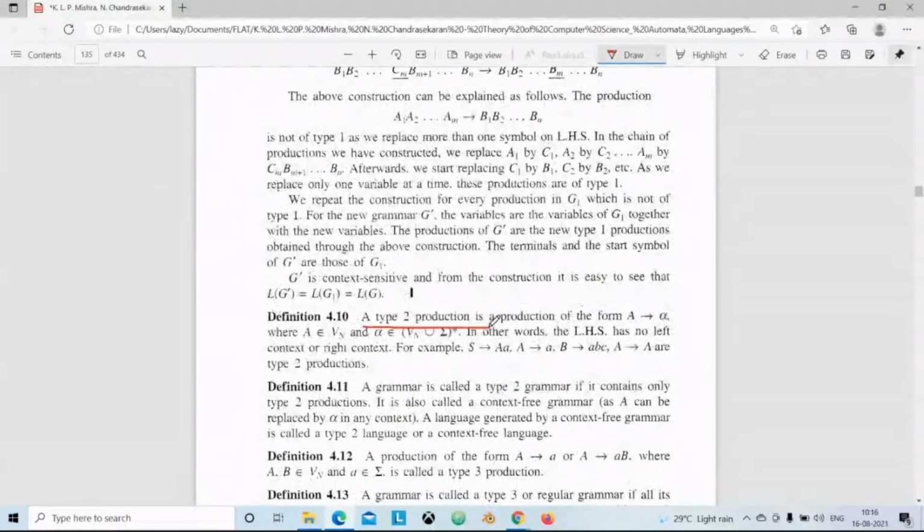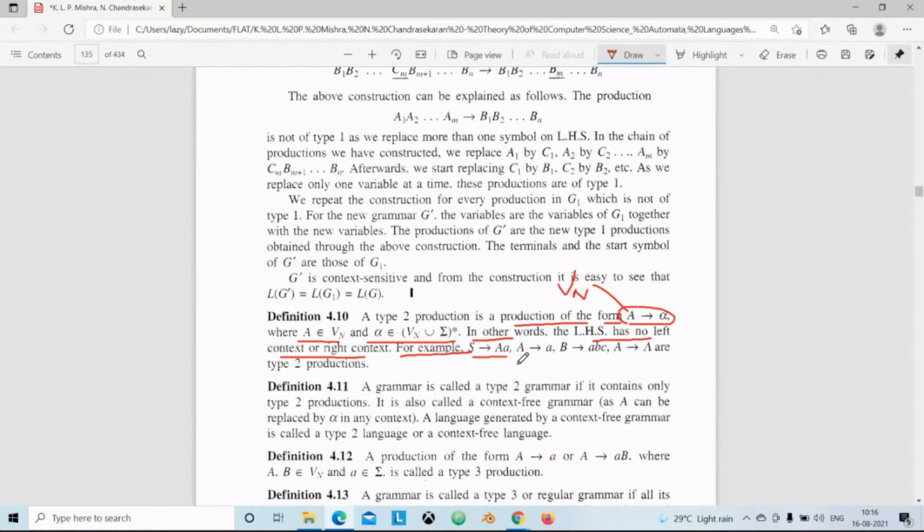A type 2 production is a production of the form A implies alpha, where A belongs to the variables, and alpha can be a combination of variables and terminals. So on the left hand side of the production we must have a variable, and on the right hand side we can have a combination of variables and terminals. In other words, the left hand side has no left context or right context, so it has to be a single variable. And these are a few examples.